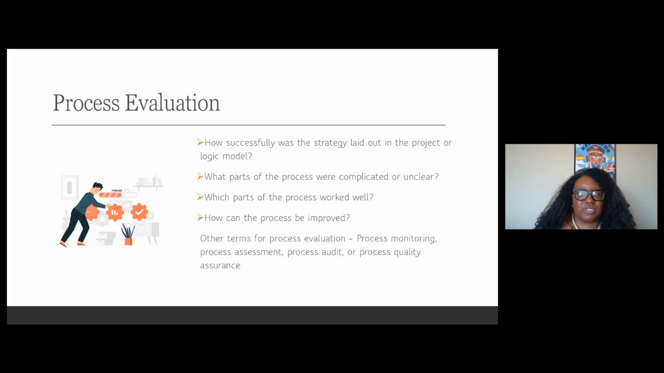Process evaluation. How successfully was the strategy laid out in the project or a logic model? This is just another way of looking at it. I like to give you guys multiple ways to look at the same thing. What parts of the process were complicated or unclear? Which parts of the process worked well?